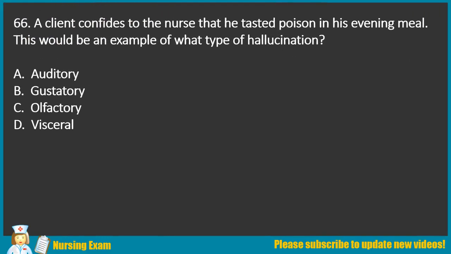Question 66. A client confides to the nurse that he tasted poison in his evening meal. This would be an example of what type of hallucination? A. Auditory. B. Gustatory. C. Olfactory. D. Visceral.